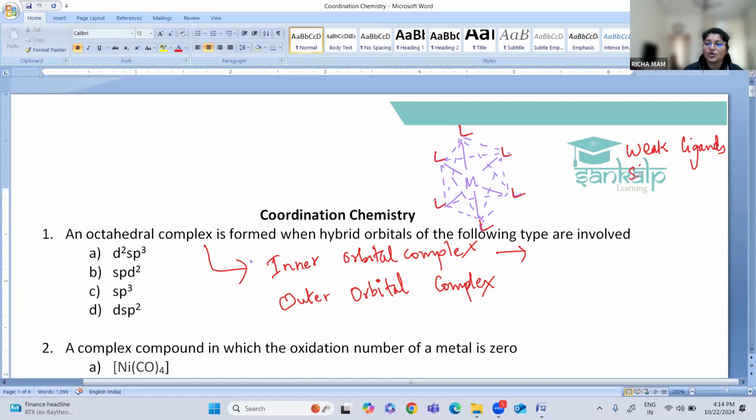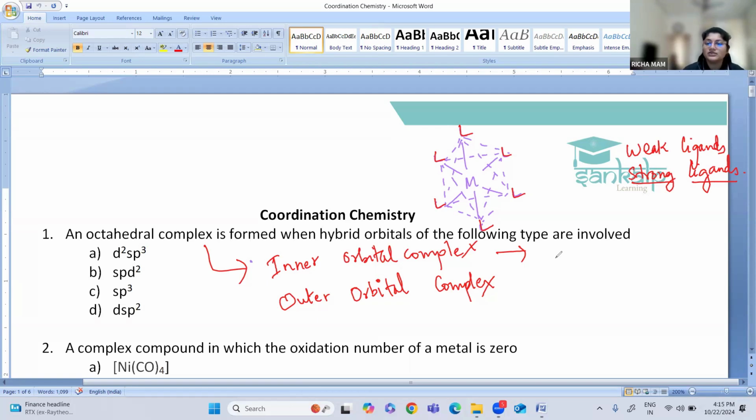Another is the strong ligands. Which are the strong ligands? Like your cyanide ion. So these are the strong ligands. When you have a strong ligand, what will happen? They will undergo the inner orbital complex. What do you mean by inner orbital complex? They make use of the inner d orbitals.